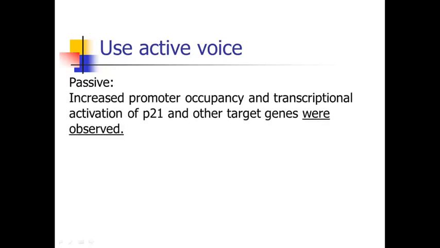So here's another example. Increased promoter occupancy and transcriptional activation of P21 and other target genes were observed. Okay, so again, this is passive voice without a subject. So we don't know who was doing the observing. Obviously from the context of the paper, we could guess that. In this case, I'm going to assume it was the authors of the paper who were doing the observing. So we would turn this into the active voice by saying, we observed increased promoter occupancy and transcriptional activation of P21 and other target genes.